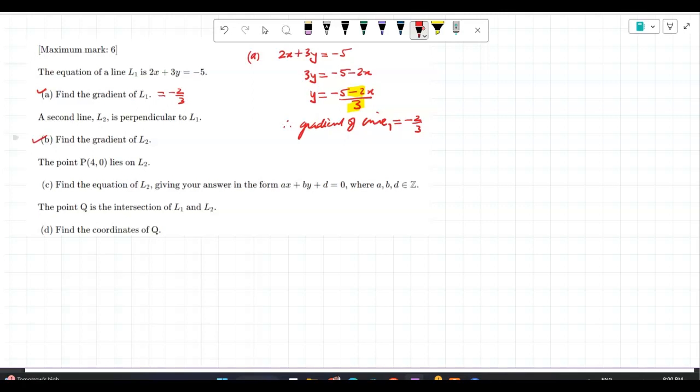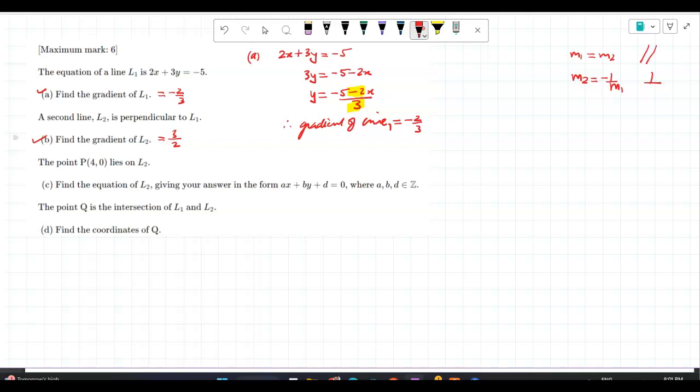Now they've given you that the second line is perpendicular to the first line. When the lines are parallel, slope 1 is equal to slope 2. When it's perpendicular, it's a negative reciprocal. So just switch and make it negative. Minus 2 over 3 will become 3 over 2.